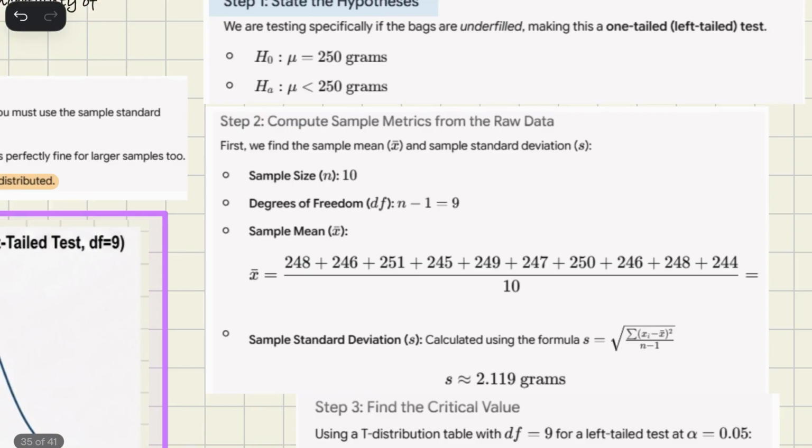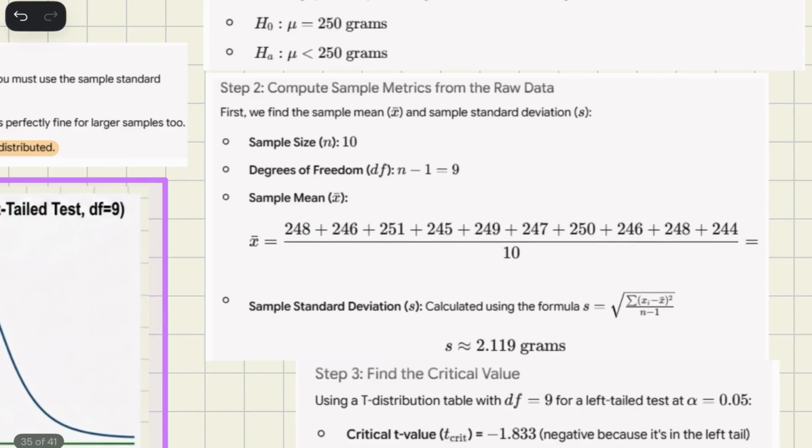Now we'll compute these sample metrics from the raw data. So when an exam question gives you a raw list of data points, your first order of business is calculating the basics yourself. Alright, so we'll jot down whatever information we have. First of all, the sample size, denoted by n, is 10. Then we have to calculate the degrees of freedom.